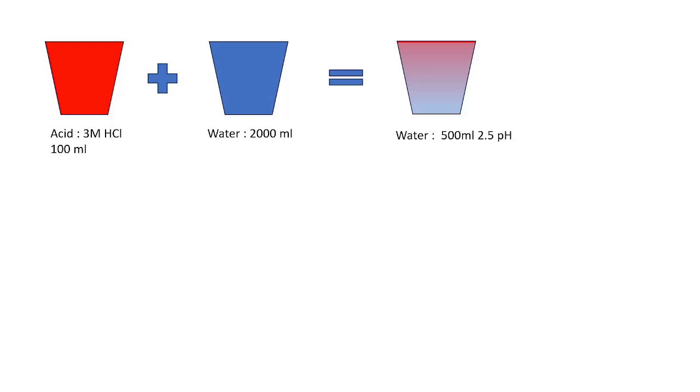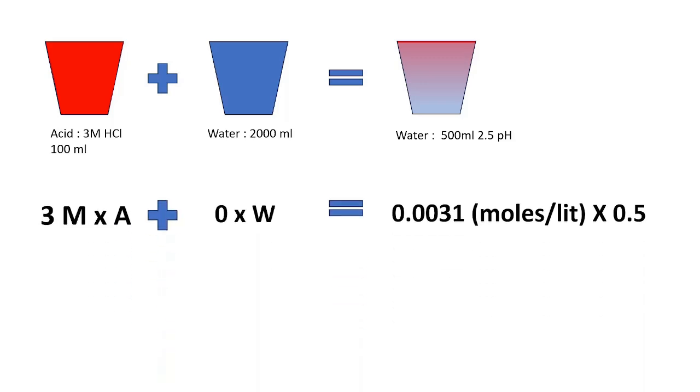I have shown it in my previous video lecture. I will be giving the link in the description so you can go back and watch it. Another thing is we want to find out how much acid should be added to how much quantity of water so that I get 500 ml of 2.5 pH. Now how to do that? It's very simple. I have explained this in my previous video.